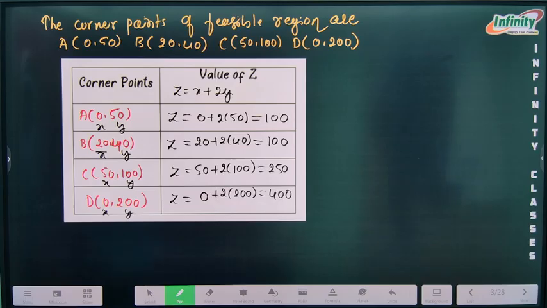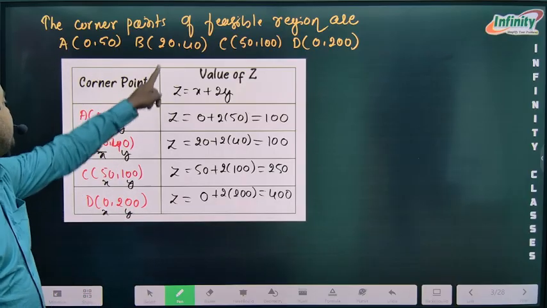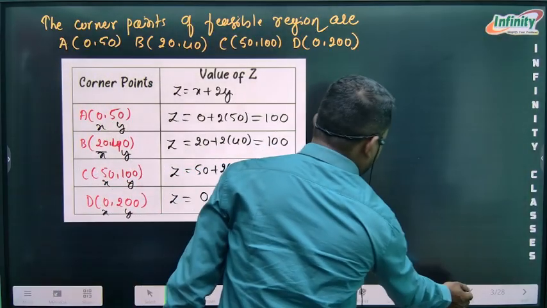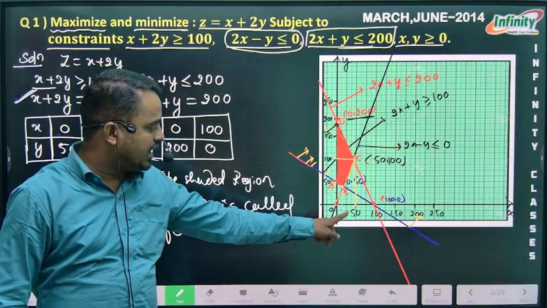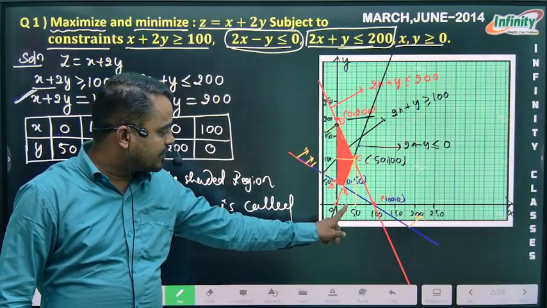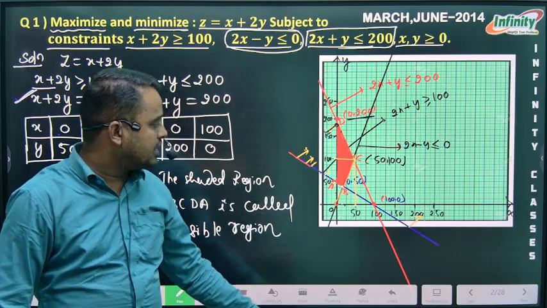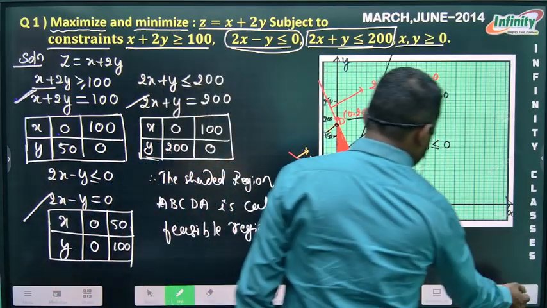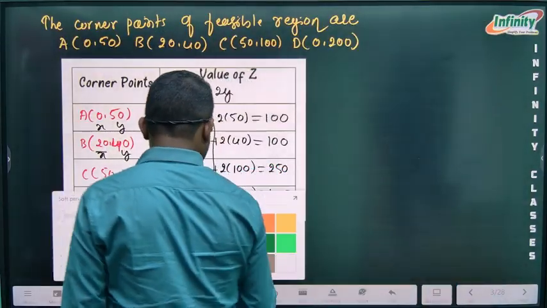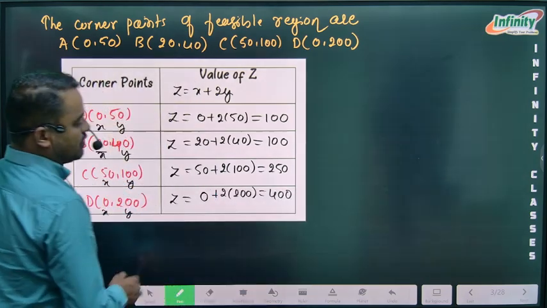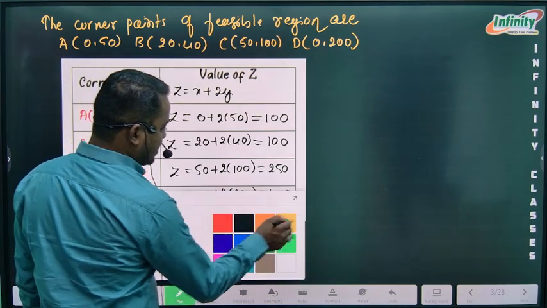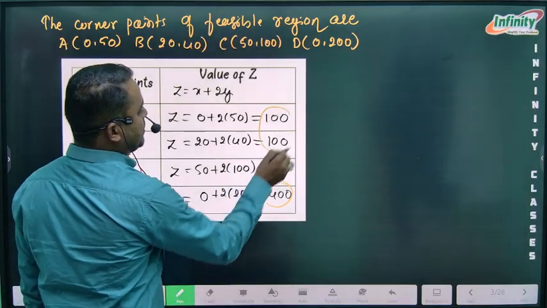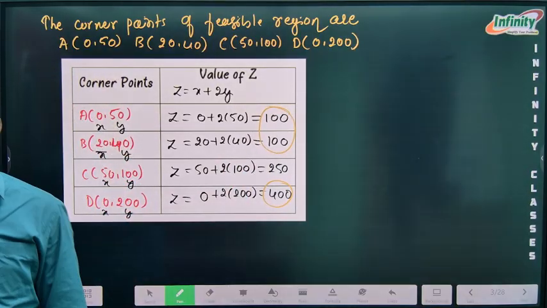Pause the video and note this down. Once again, A: 0 comma 50, B: 20 comma 40, C: 50 comma 100, D: 0 comma 200, the corner points from the graph. Now find the maximum value here. From here we can observe that the maximum value is 400 and the minimum value is 100.